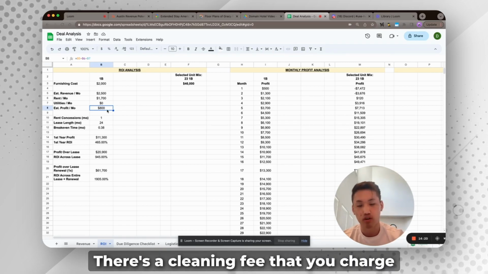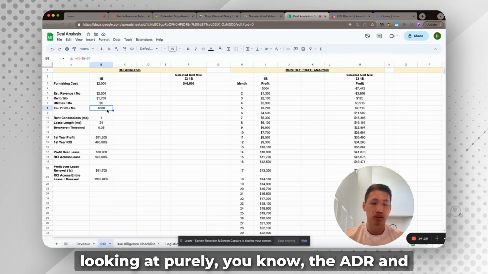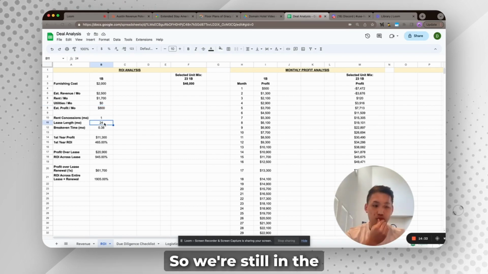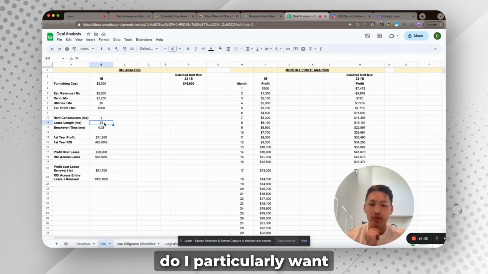There's a cleaning fee that you charge and it goes directly to the cleaners. You can't make a profit on it. You could make a loss on it, but I'm just looking at purely the ADR and the revenue versus the rents. So we're still in the middle of negotiating. So that's why I'm going to see what I particularly want from the deal, right?